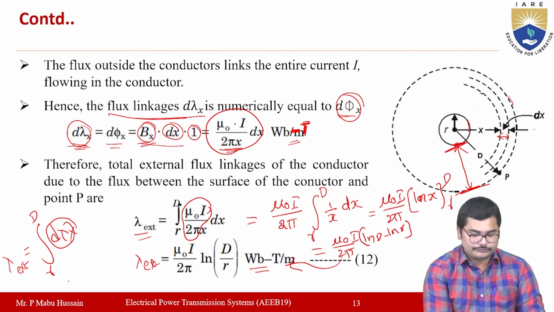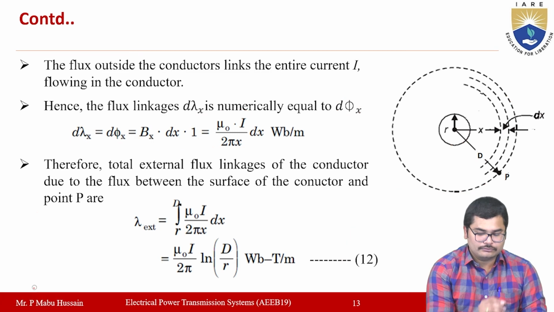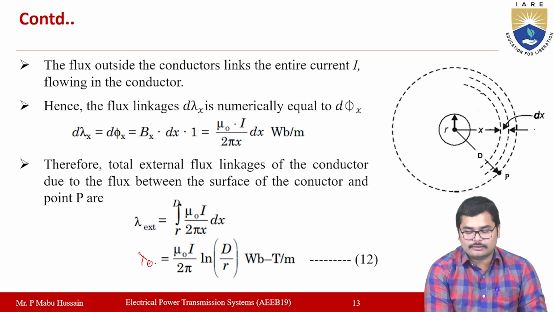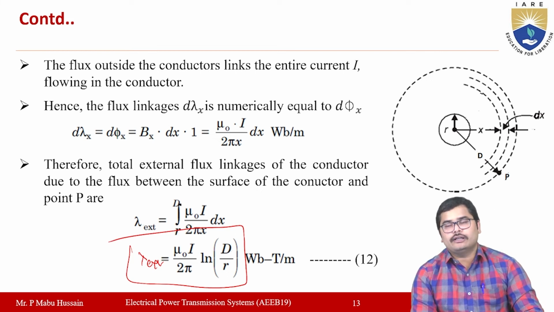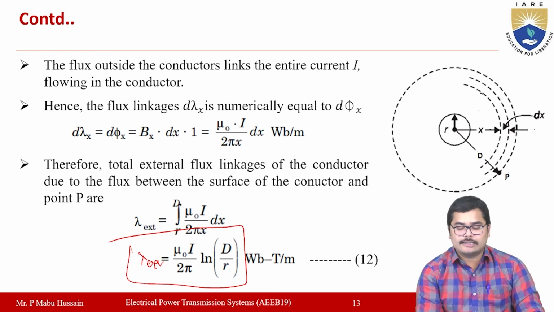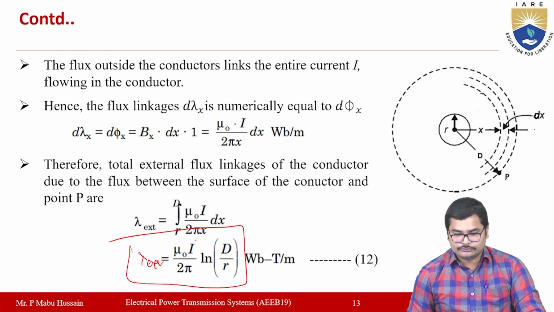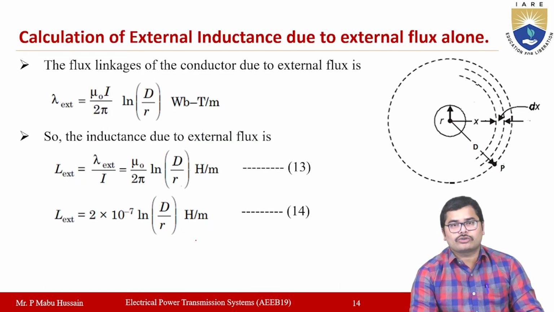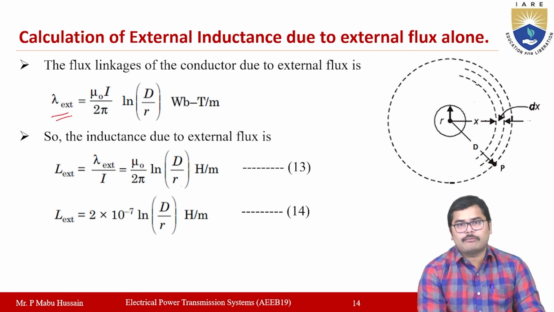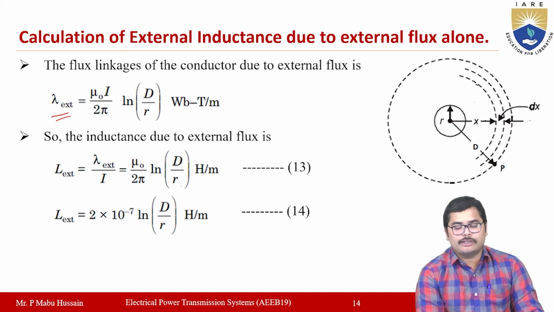Right, you have to remember this. This represents the total flux linkages outside the conductor if the current flowing inside the conductor is I. Once you know the total flux linkages outside the conductor, you can calculate the inductance due to that flux linkages. So total flux linkages external to the conductor, lambda ext, will be written as mu 0 I by 2 pi into ln d by r Weber turns per meter.